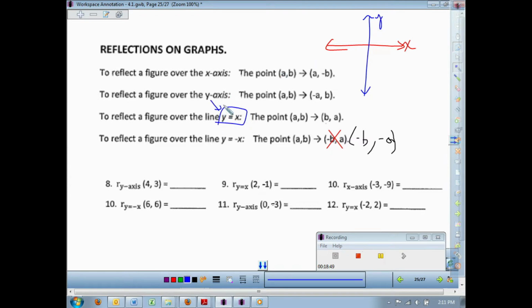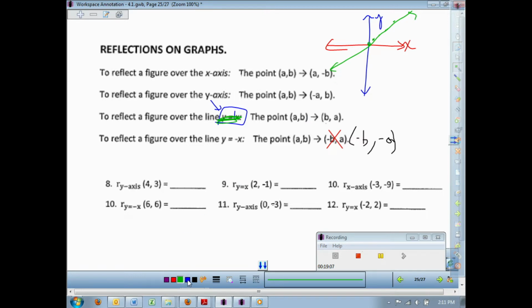Is this in slope-intercept form? You bet, because y is all by itself. What's the slope? 1. What's the y-intercept? 0. So that would be this green line. Let me highlight that in green. Y equals x. Y-intercept is 0. Rise 1, run 1. Rise 1, run 1. That's this line right here in green.